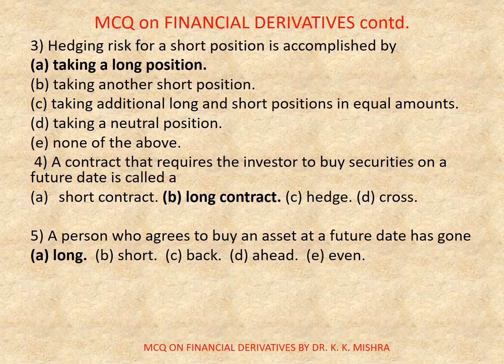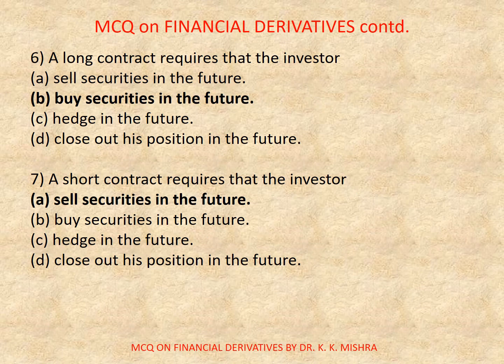A person who agrees to buy an asset at a future date has gone, options are A. Long, B. Short, C. Back, D. Ahead, E. Even. Correct option is A. Long. Move to next. Question number 6.